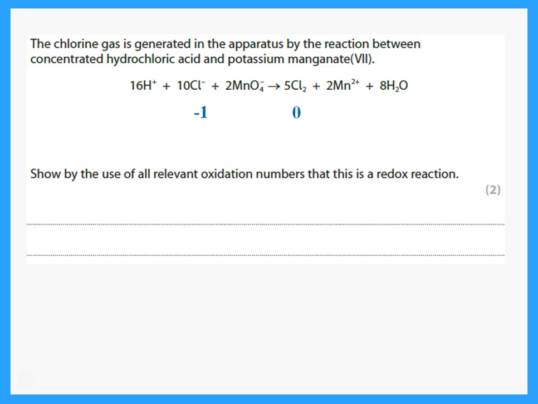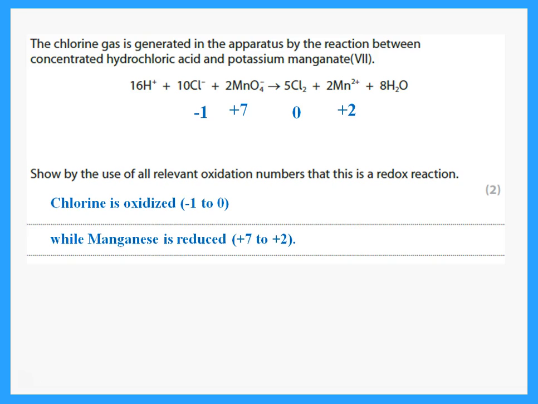Now, in MnO4-, each oxygen is -2, so I have -8 for the 4 oxygens. But I want the overall to be -1. So the manganese is +7. Now, when I have Mn2+, the manganese oxidation number is +2. So what happened is the chlorine changed from -1 to 0. That is oxidation. So the chlorine was oxidized. The manganese changed from +7 to +2. That is a decrease in the oxidation number. So that is the reduction. Okay.